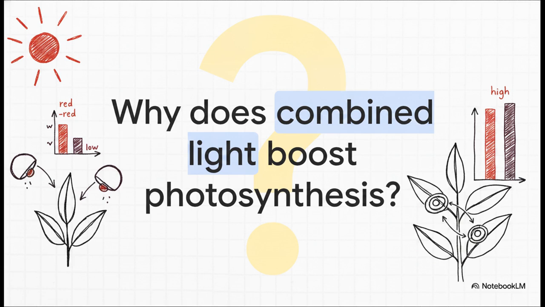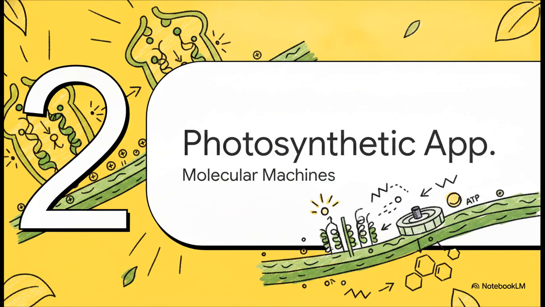But if you provide red and far red light at the exact same time, the rate of photosynthesis is actually greater than the sum of the rates from each light source individually. No way, right? This posed a massive biological mystery that ultimately proved the existence of 2 completely separate photosystems working in tandem. Section 2. The photosynthetic apparatus.